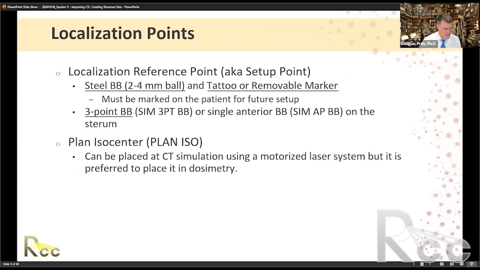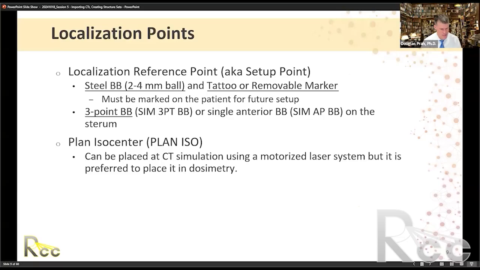The other thing is localization points. In general, it is very helpful to place localization points on the patient. Sometimes these localization points can also be the plan isocenter, but oftentimes they're not. In our clinic, we like to use a steel BB or a couple of steel BBs, usually 2 to 4 millimeters in diameter. A BB is basically just a little metal ball. At that point, we'll either put tattoos or removable marks on the patient that we can reference when we bring the patient back to set up.